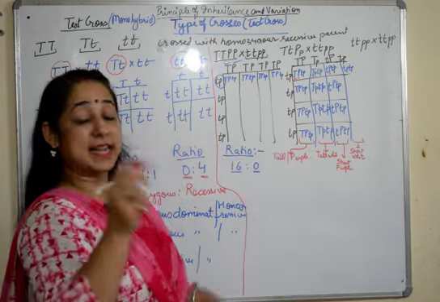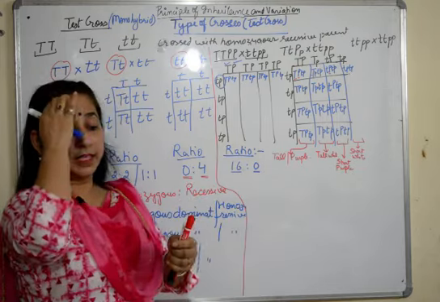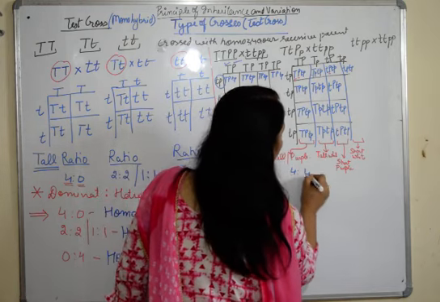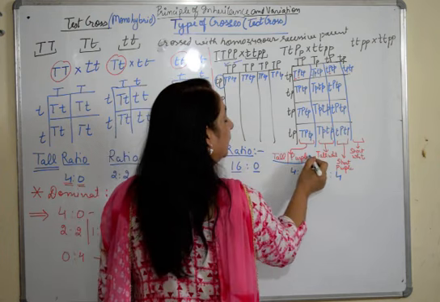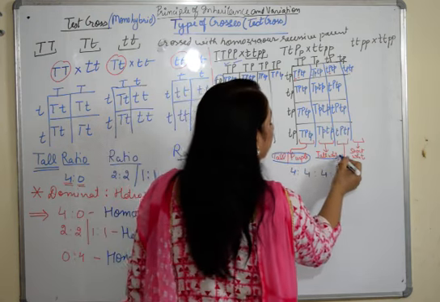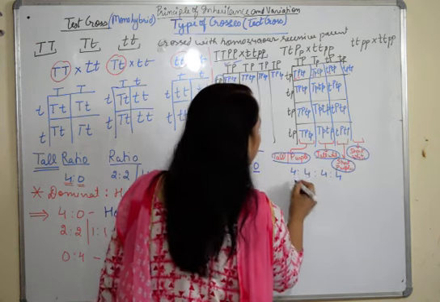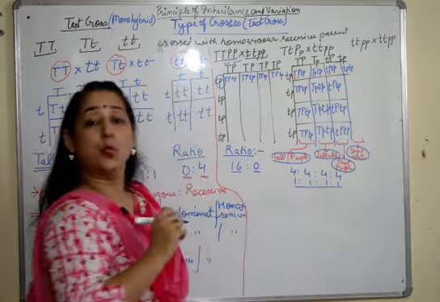So what is the ratio which we are getting? What ratio do we get here? The ratio would be 4 is to 4 is to 4 is to 4. That means 4 tall and purple, 4 tall and white, 4 short and purple, and 4 short and white, which can be simplified into 1 is to 1 is to 1 is to 1.